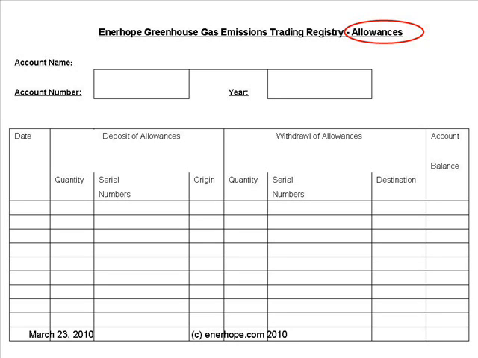in the account. Each capped facility has an account on the registry that shows every allowance that it has ever owned. The quantities and the serial numbers of all allowances ever owned by the account holder are recorded in the registry. The source of allowances for each deposit and the destination of allowances for each withdrawal are also recorded.